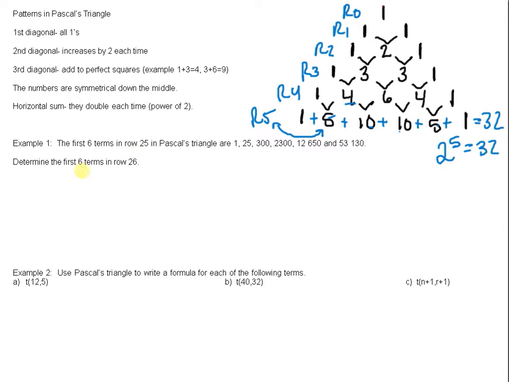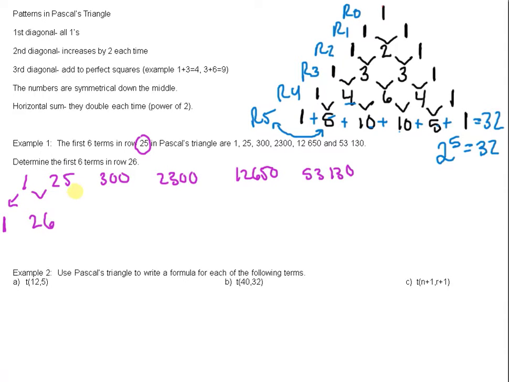Okay, so the first 6 terms in row 25 in Pascal's triangle are 1, 25, 300, and so on. They're written here. Determine the first 6 terms in row 26. So I would take 1, 25, 300, 2300, 12,650, and 53,130. Okay, we know going down the side, we always put a 1.